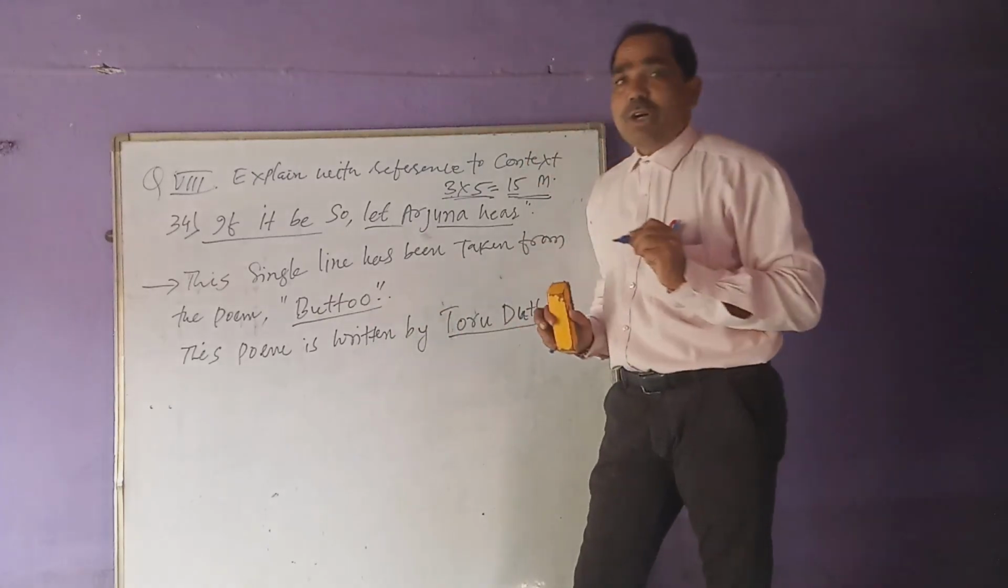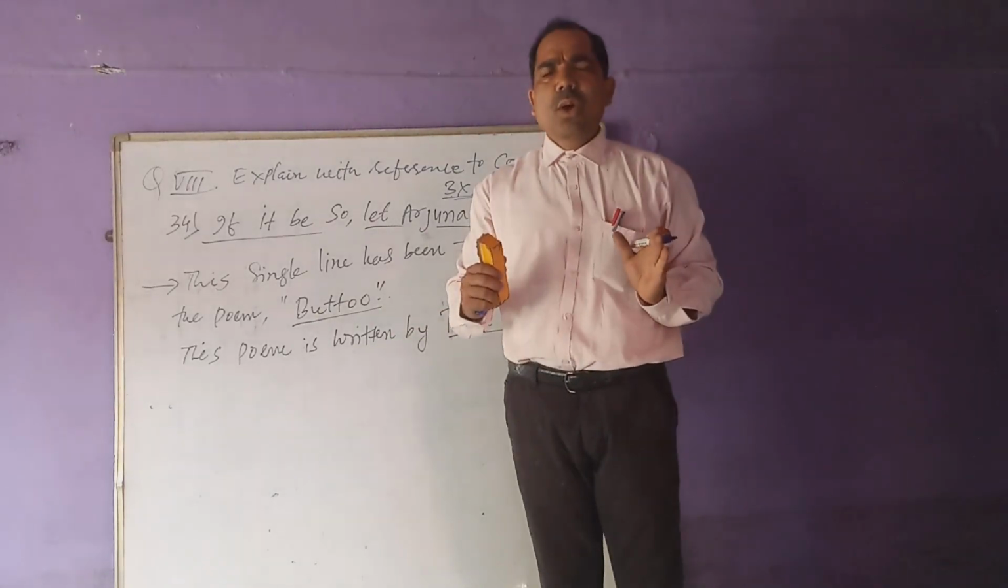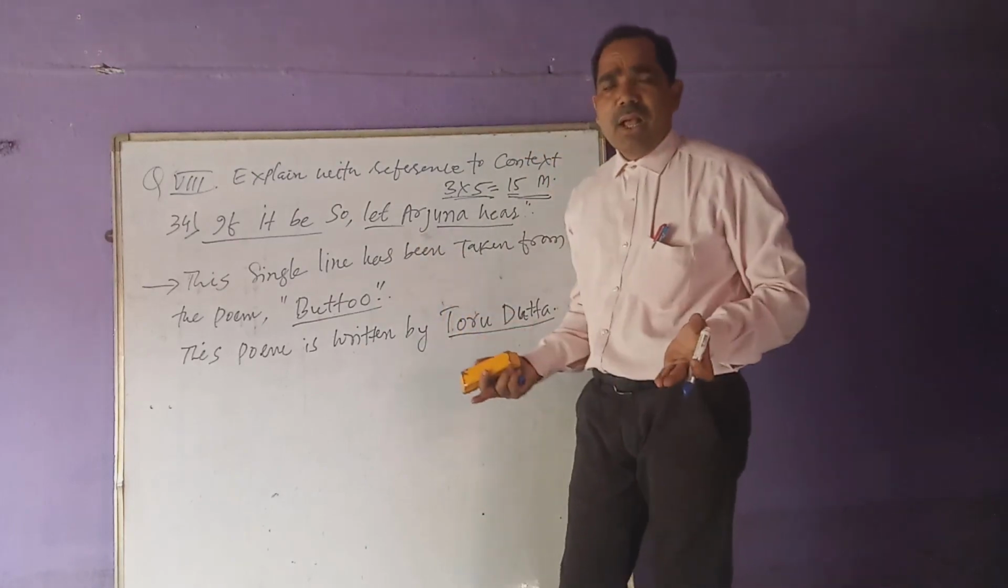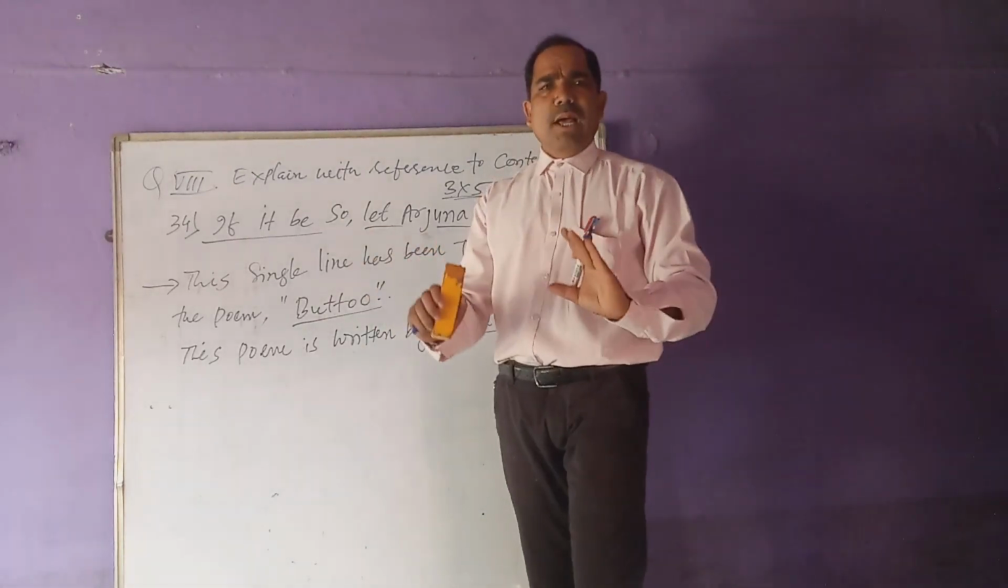After that, what you have to do? Explanation you have to give. What is the explanation there? Who said this to whom and why? Kon kin ko bola aur kyun bola?